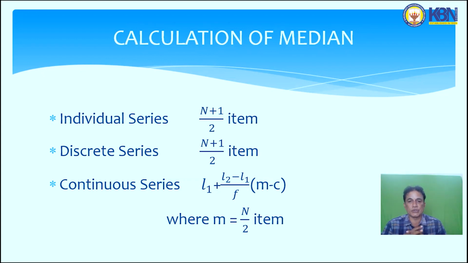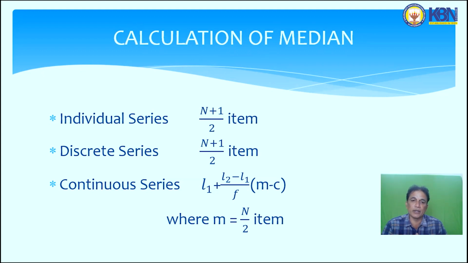Next, continuous series. In continuous series, we calculate median size with the help of the following formula: n by 2th item. There is no plus here. Here n means the sum of the frequency. So you can locate the value, and you can locate the median class.